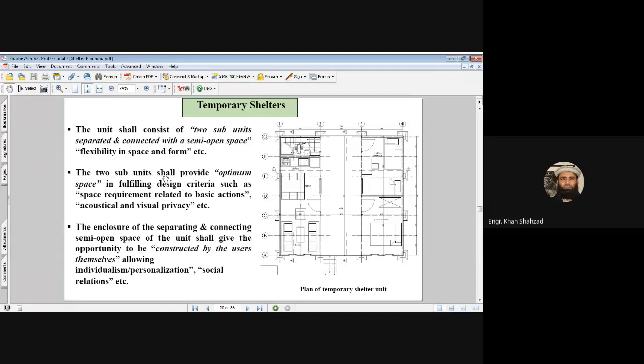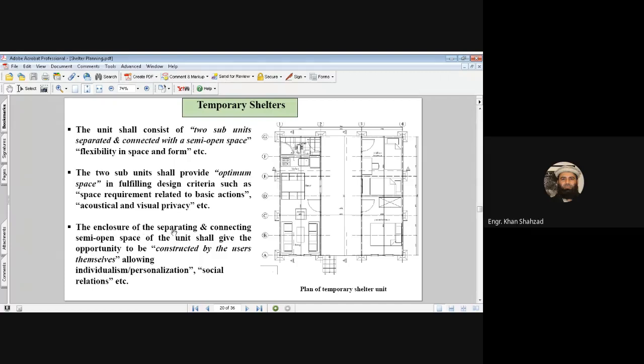The 2 subunits shall provide optimum space in fulfilling design criteria, such as space requirement related to basic actions, acoustical and visual privacy. As I told you already, it should be soundproof so that nobody can hear you, and also it should provide visual privacy and security to the people who are living inside these shelters.